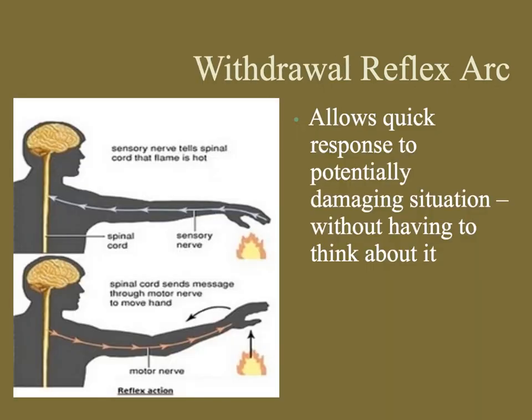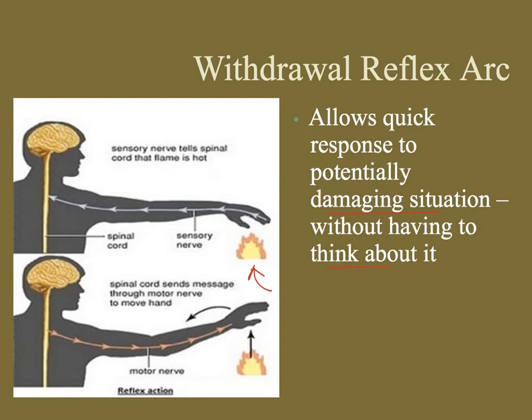In contrast is the withdrawal reflex. It again has a sensory and a motor neuron connected, and it allows a quick response by your muscles to some potentially damaging situation. So this is when you feel heat, as this little diagram shows, or you prick your finger or step on a tack. You're withdrawing from that painful stimulus, and you do it without having to think about it, but usually because you're feeling pain, your brain eventually does get involved.